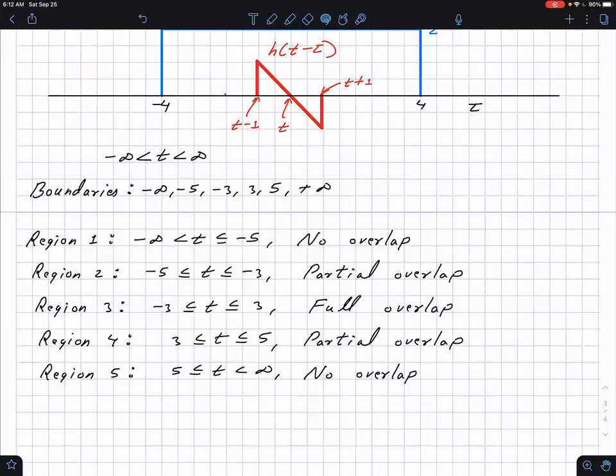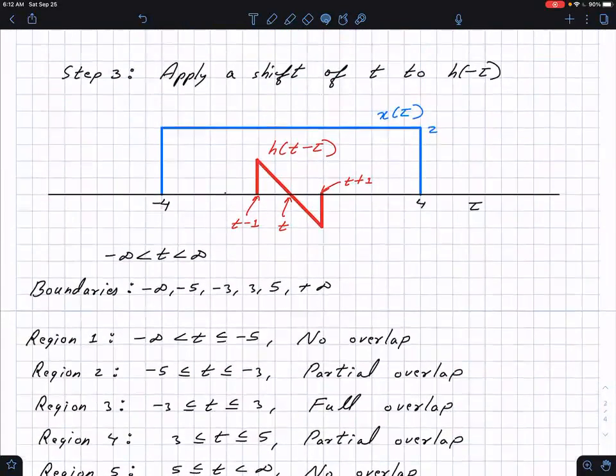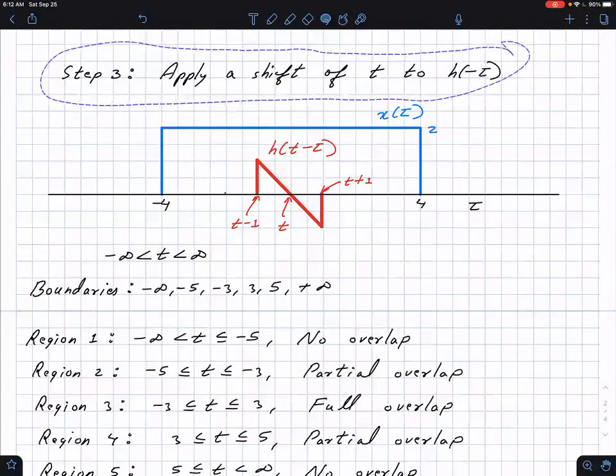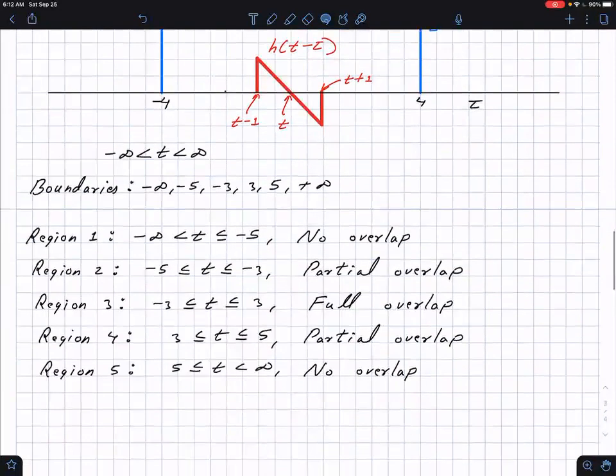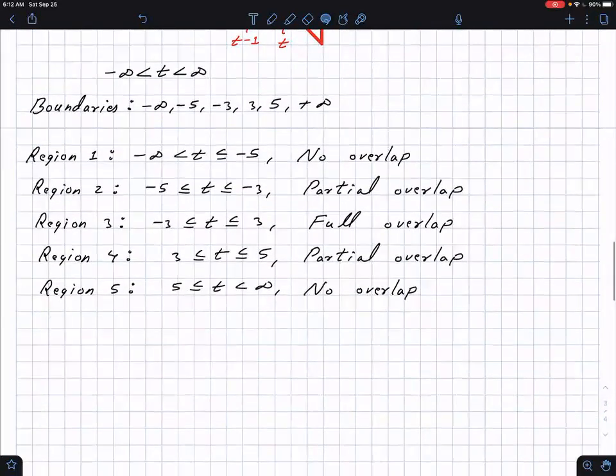And so we already did the first two steps of convolution: replace t by tau, apply time reversal to h of tau, and now we are considering applying a shift of t to h of minus tau. The final two steps are multiply x and h and integrate. So we'll have to do the final two steps, multiply and integrate, 5 different times because we have 5 different subintervals for t. So we'll consider one region at a time.